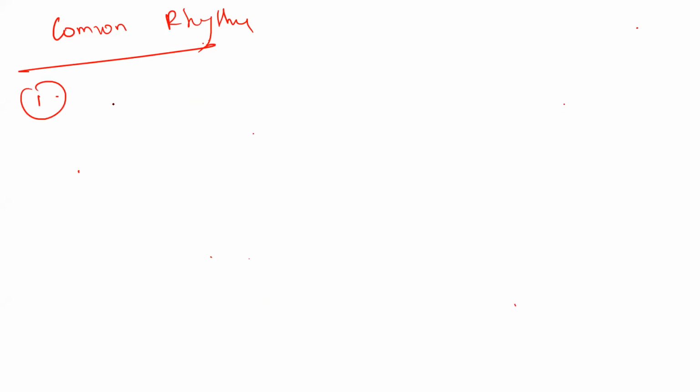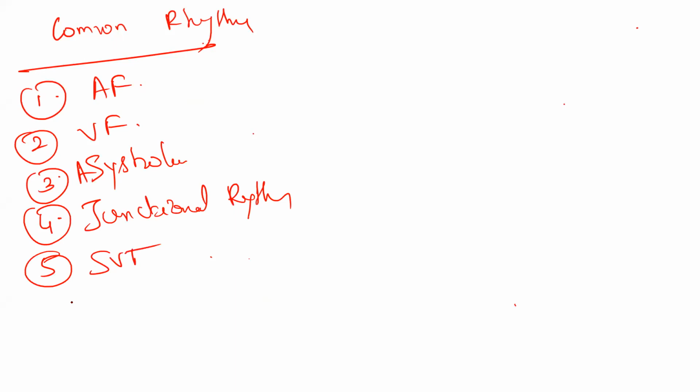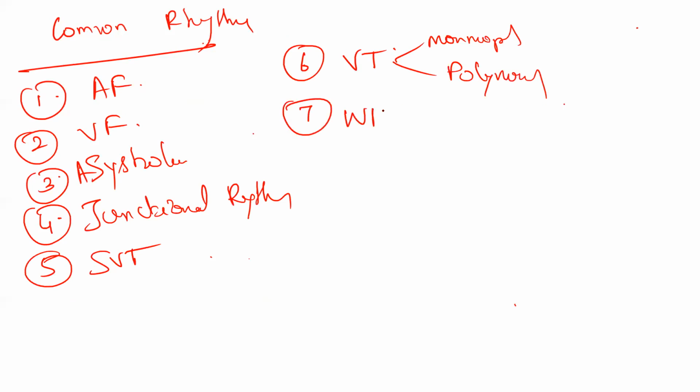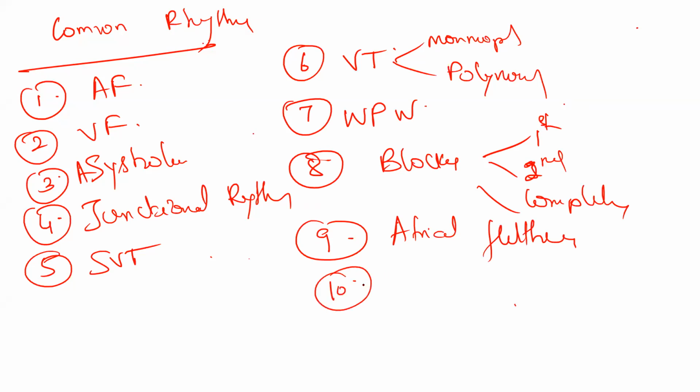The common rhythms: AF, atrial fibrillation, ventricular tachycardia VT, ventricular fibrillation, block, asystole, junctional, SVT, monomorphic, electrolyte abnormalities, flutter. Anything else?